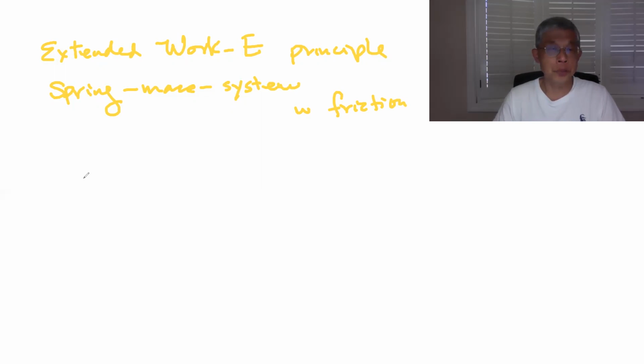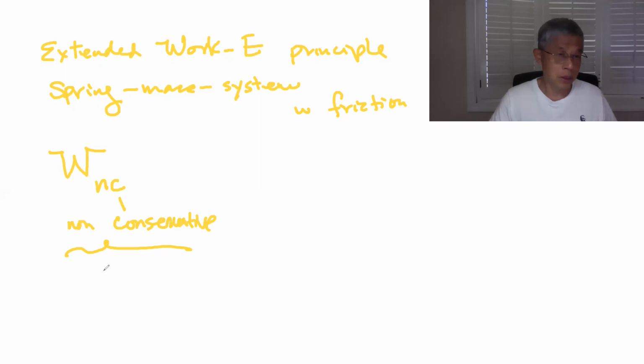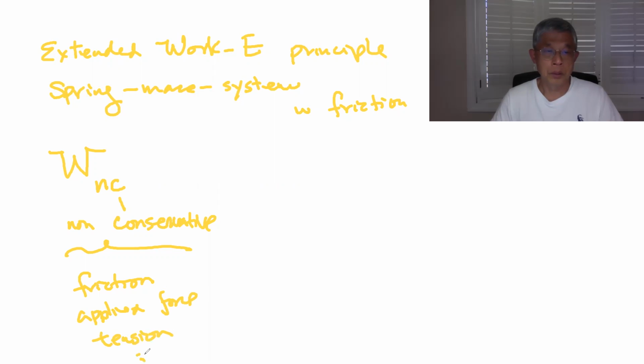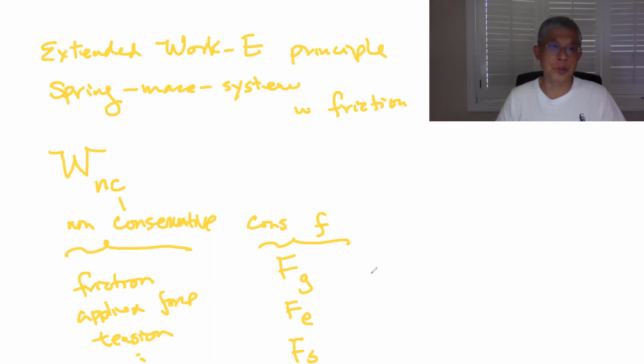So the extended work energy principle says the following. The work done by non-conservative forces, where C is conservative. An example of this is friction, applied force, tension. Okay. So the conservative forces are those three, right? Let me just repeat it here. Conservative forces are the gravitational force, electric force, and the spring force. Those three are examples of conservative force.